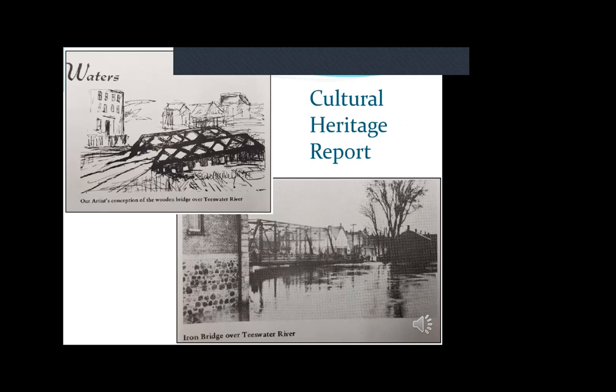This slide shows 2 images from the Heritage Report. The top left is an illustration of one of the first bridges to be constructed over the Teeswater River at the site, a wooden bridge that was constructed in the mid-1800s. The photo at the bottom is of an iron bridge which spanned the river after the wooden bridge was removed. This structure preceded the current bridge that's at the site.